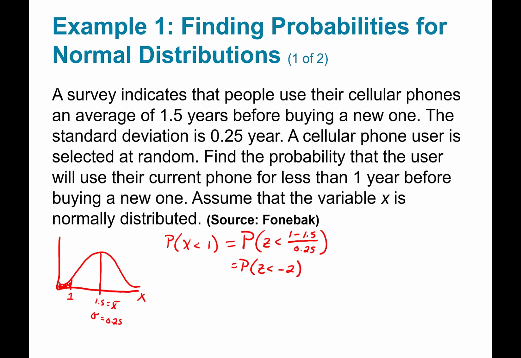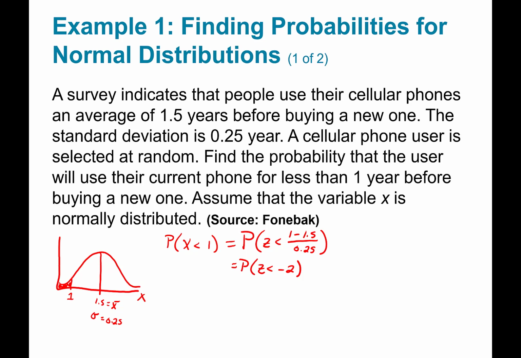Again, you don't have to show that z-score calculation inside the probability notation. If you don't want to, you can do it off to the side somewhere. But I recommend showing it inside the probability notation so that you don't lose anything. Either way, we get to the point that the probability that x is less than 1 is the exact same as the probability that z is less than negative 2. Now this we know how to find. We did this in the last section.